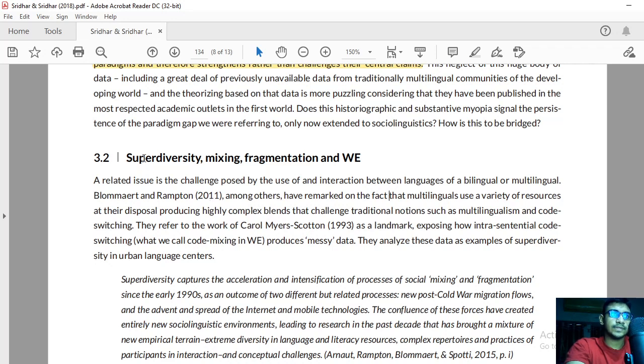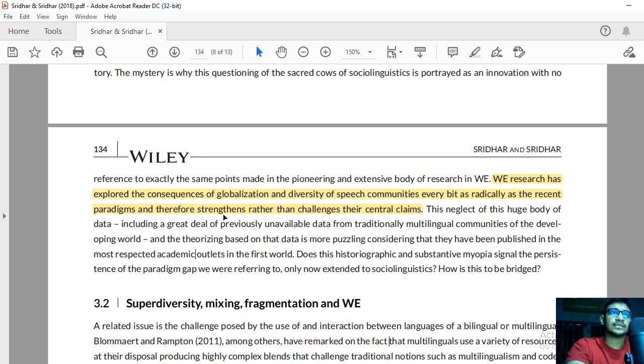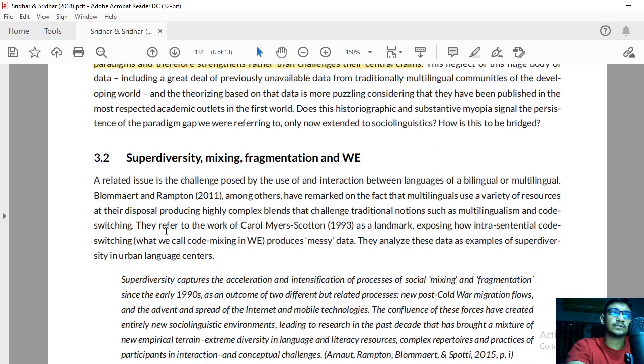So 3.2 is super diversity mixing, fragmentation, and WE, World Englishes. So super diversity, mixing: these are some of the terms that were discussed prior to this section. So let's see what it's talked about here in the expanded version.